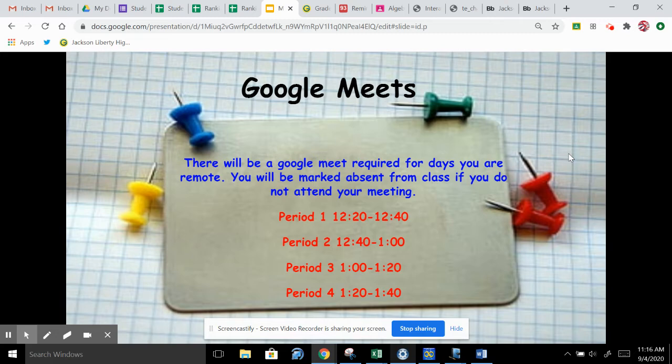Okay, Google Meets. This is obviously something new. If you are virtual on a given day, you're going to have a required Google Meet later in your day. Obviously, I'll be teaching from about 7 in the morning to about noon, and then I get a lunch break, and then that's when our Google Meet starts. So periods 1, 2, and 3, those are the classes that I teach. You see the times there for your Google Meets. You are required to be on your Google Meet at the very least for attendance purposes.